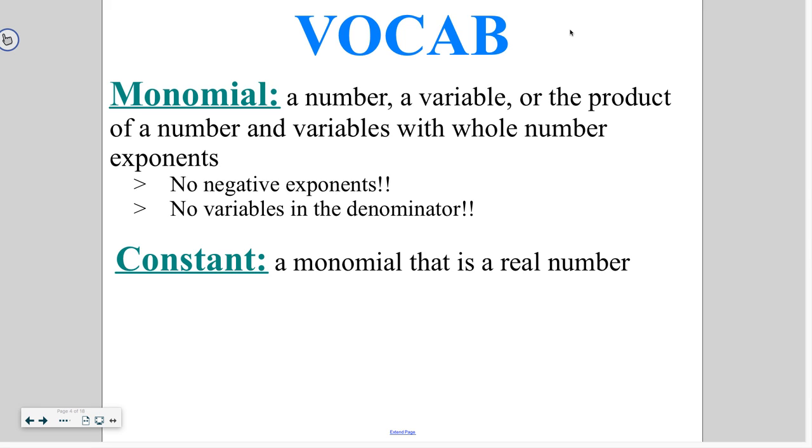And the last thing we can have is the product of a number and variables as long as the variables have whole number exponents. So if I have a to the second power, that is fine. If I have a to the 1/2 power, that is not okay. Few things that are not allowed: no negative exponents, no variables in the denominator of an expression, and one more that I should add in: no adding or subtracting. So there's no addition or subtraction allowed in a monomial. It is just a single thing. A constant is a specific name we give a monomial if it is just a number. So in the number case, we would call it just a constant.